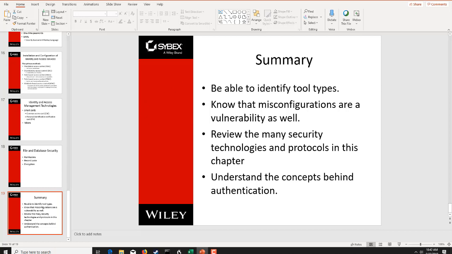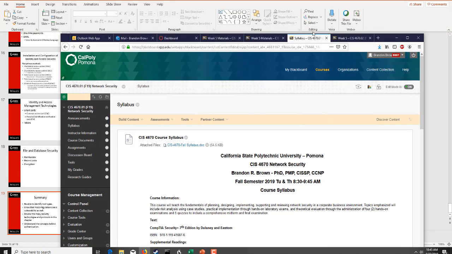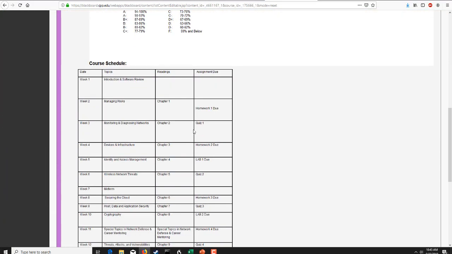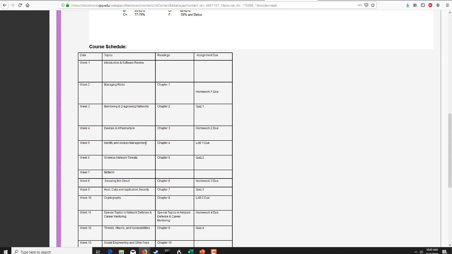So that's going to wrap up lecture. Let's just take a quick look here at the syllabus. So we're in week 5, and we cover identity and access management. I had moved Lab 1 to be due here at the end of week 5. Oh, wait, no. It is due at the end of week 5, cut and dry.